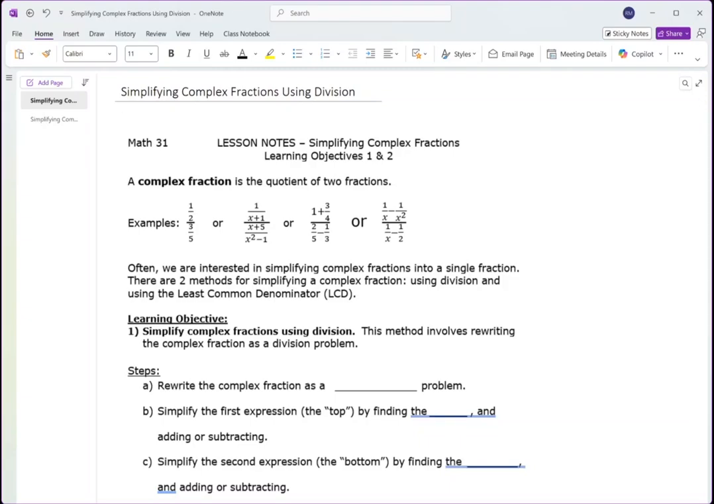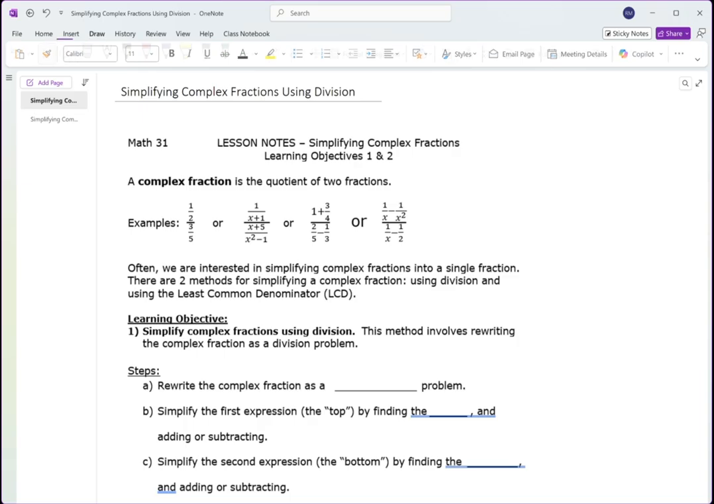Hello, this is Rochelle Mitchell, and in this video we're going to talk about simplifying complex fractions. We're going to do that in two different ways. In this first video, we're going to talk about simplifying a complex fraction using division.